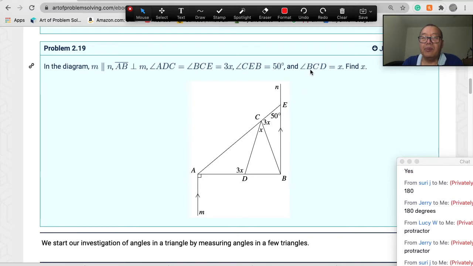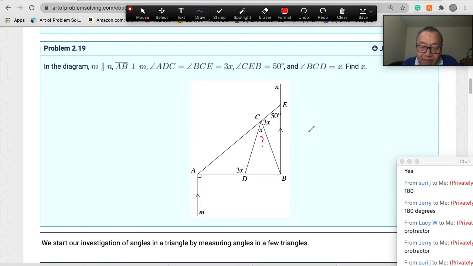And the angle BCD equals x. Then they ask you to find x. Okay, everybody try this. Now let's see. They ask what is x.